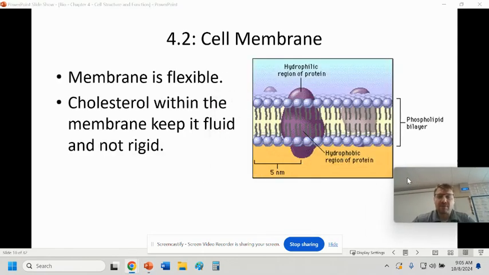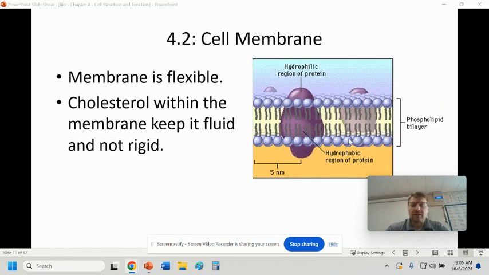Now, we also have the membrane being flexible, which means the phospholipids here are going to move around. They're not going to just stay static or rigid. They're not going to stay in place. They're going to be flexible. They're going to move around.